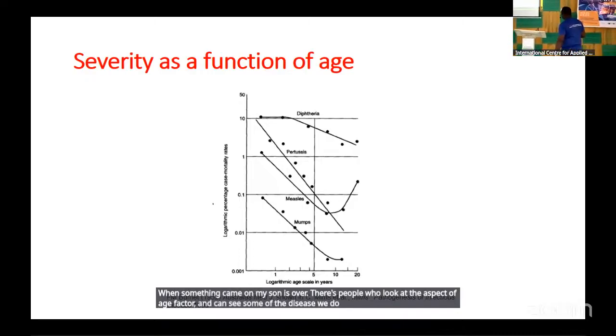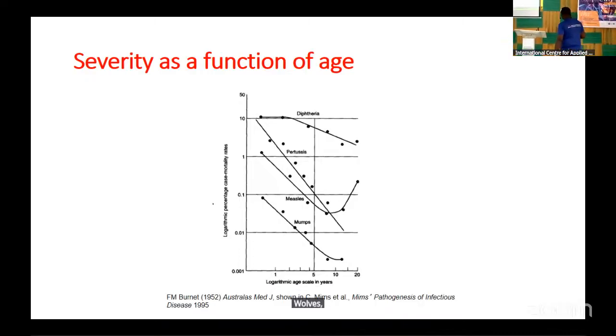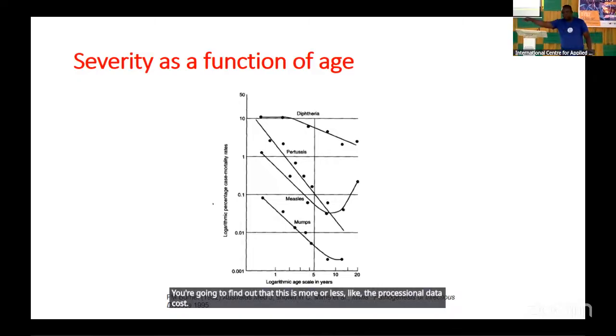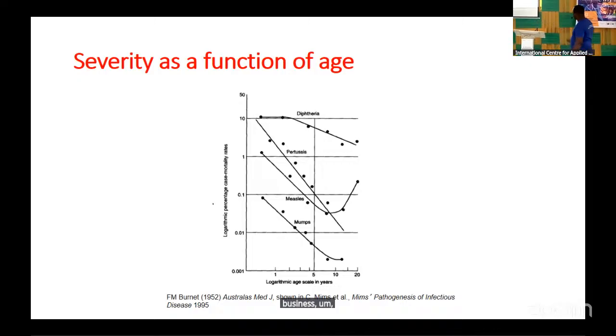We can see some of the diseases here. This is a case of age scale, and then the percentage of cases for different diseases like diphtheria, pertussis, polio, and then measles and mumps. You find out that this is more or less cross-sectional data, because the evolution is with age and not with time.